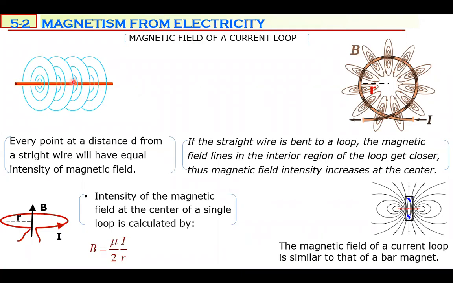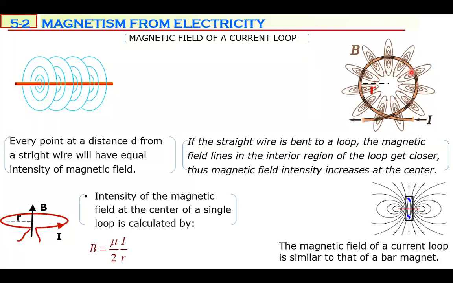But if this wire is bent into a loop, if we make a loop from this straight wire like this one, as you see, the magnetic field lines are again concentric around the wire, but at the center, inside the loop, these circles are getting closer. These magnetic field lines are getting closer. If lines are getting closer, it means magnetic field intensity is increasing. That's why inside the loop, magnetic field intensity increases, but outside the loop, magnetic field intensity decreases.